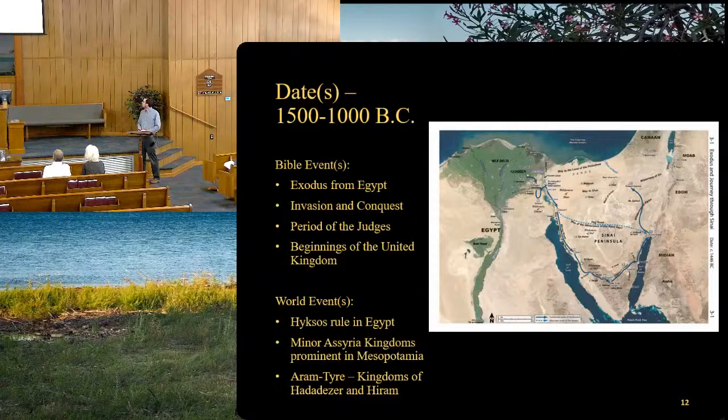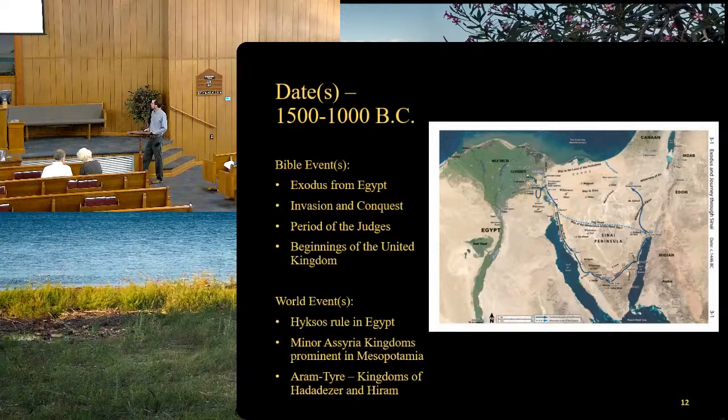Okay. Moving now to 1500 to 1000 BC. From a biblical timeline perspective, in this relatively short amount of years, things get really busy. So we have the Exodus from Egypt. We're coming out of Egypt. We have the invasion and conquest, the period of the Judges, and the United Kingdom. So a lot going on here from a biblical timeline perspective.